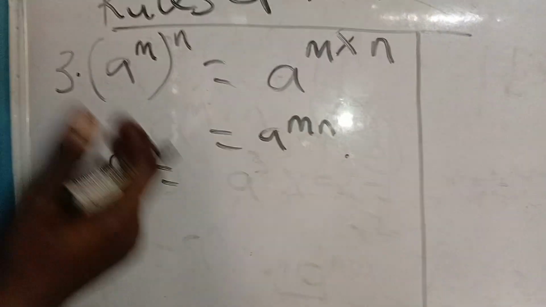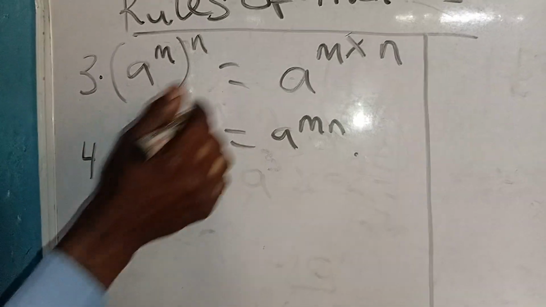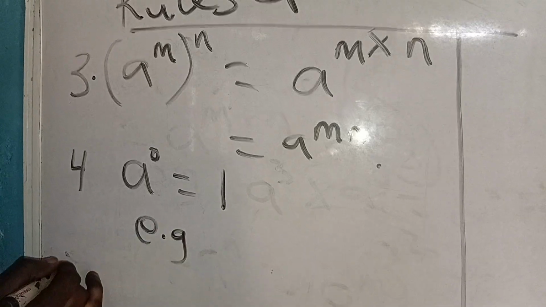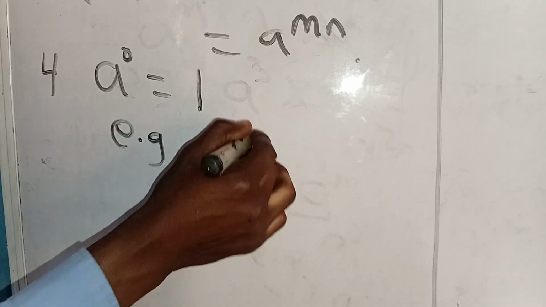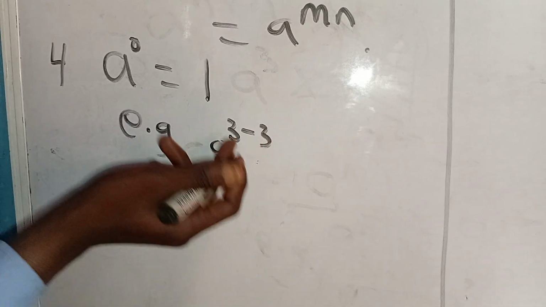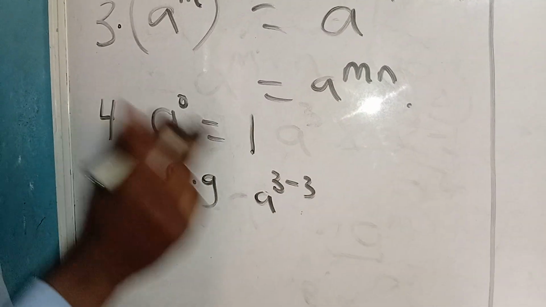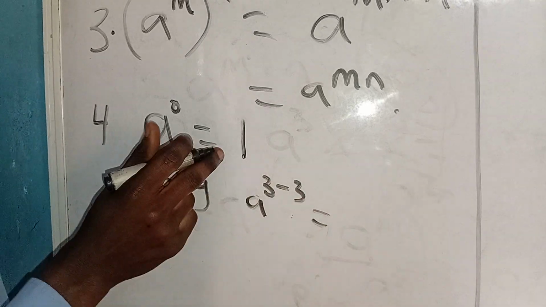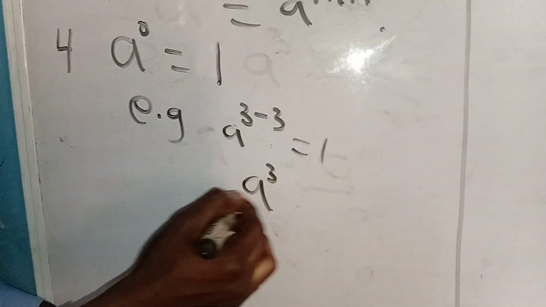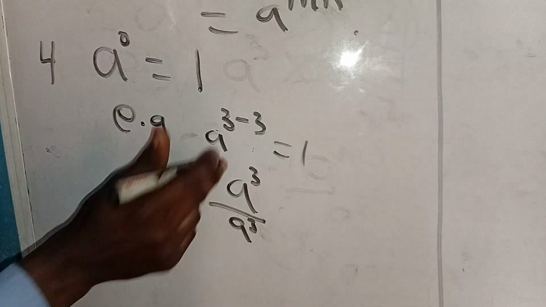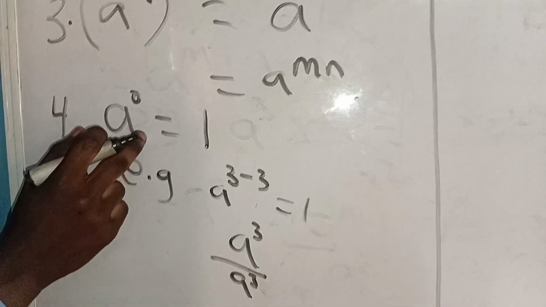So that means anything raised to power zero is one. For example, a raised to power 3 minus 3 is the same thing as a raised to power 0. Why? Because 3 minus 3 gives us 0, and this automatically gives us 1. So a raised to power 3 over a raised to power 3, it's also the same thing as saying a raised to power 0 is equal to 1.